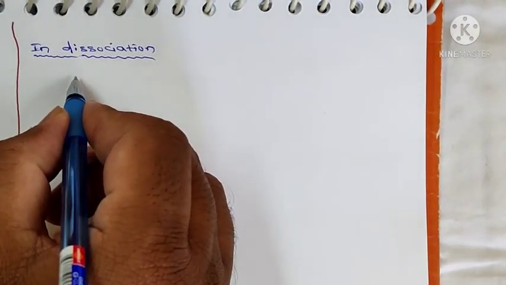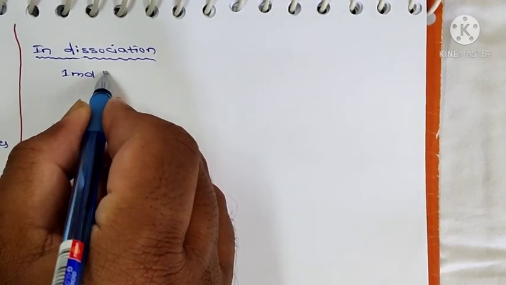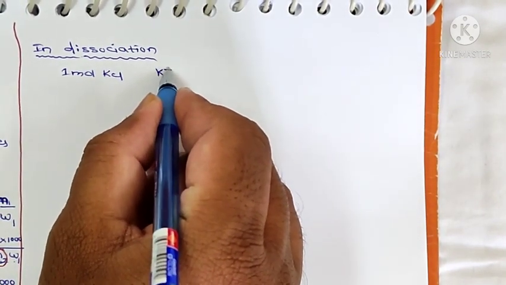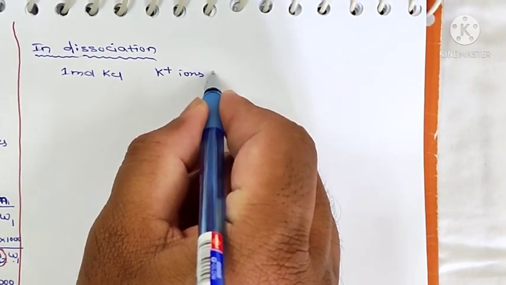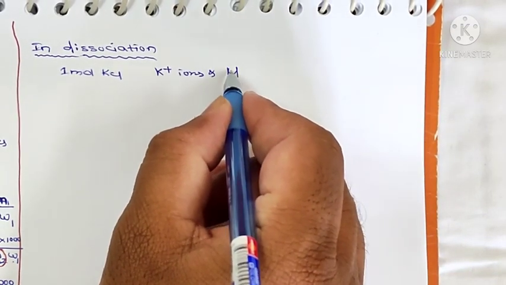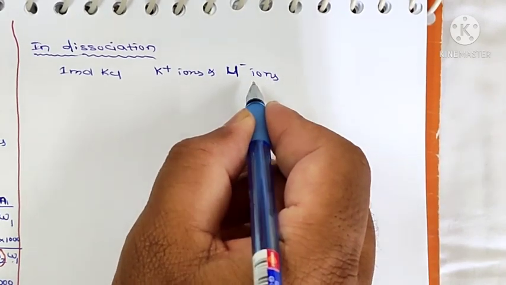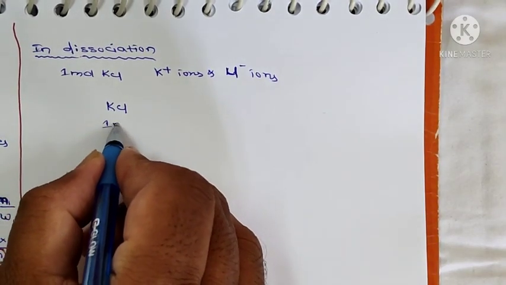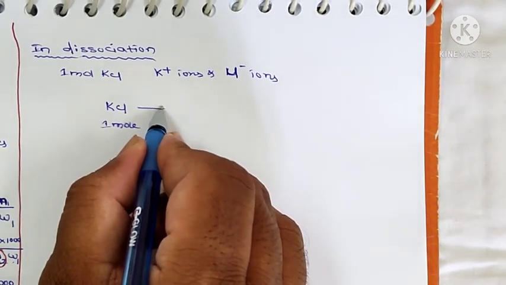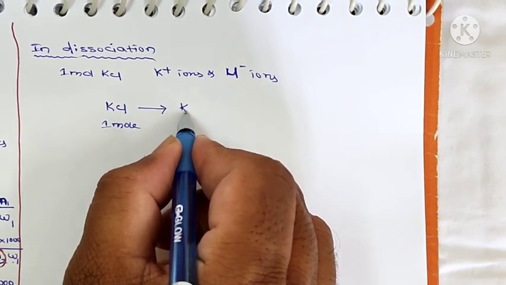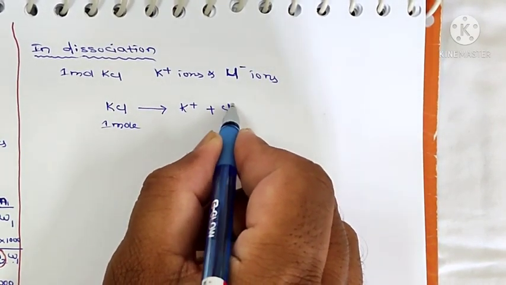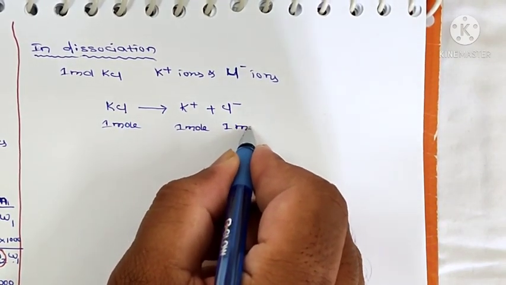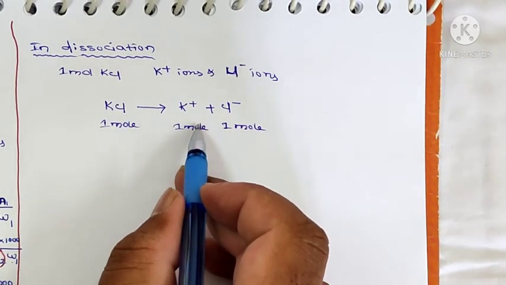For example, 1 mole of KCl dissolves in water. Then 1 mole of K plus ions and 1 mole of Cl minus ions are formed. So here we are adding only 1 mole of KCl in water. After adding, it dissociates into ions, 1 mole of K plus ions and 1 mole of Cl minus ions. Means we got 2 moles.